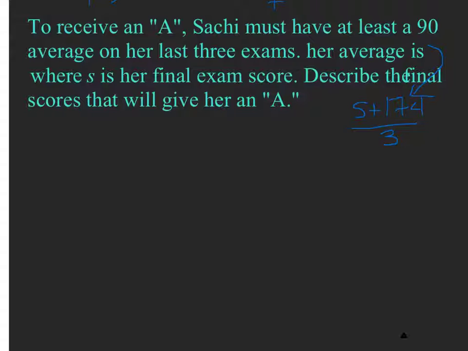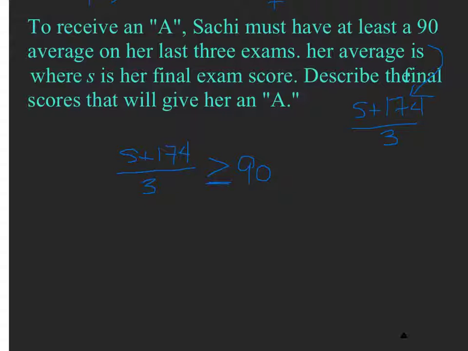Now they're saying that she wants an A. So we need to finish this off and say, okay, so we have this average over 3, and I want an A, and a 90 gives you an A. So she needs to either get a 90, which would be equal to 90, or she needs to get above a 90. And so there we go.